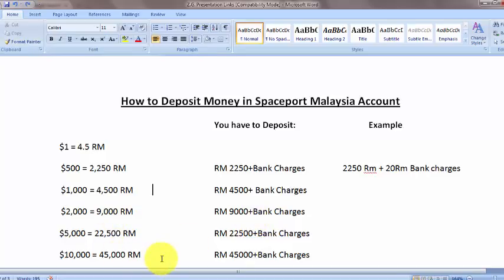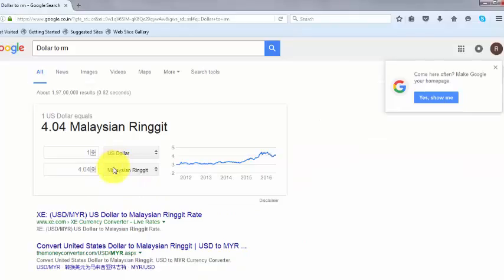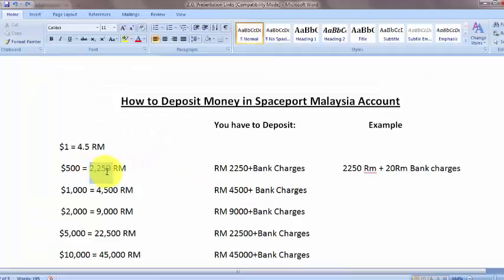So let us see one example in a few currencies so that you can understand in a better way. Now you can see here, $500 is equal to 2,250, but when you go and check in the calculator, as per today's rate, $500 is equal to only 2,177 Malaysian ringgit. But you want to give the company this much amount of ringgits, 2,250.